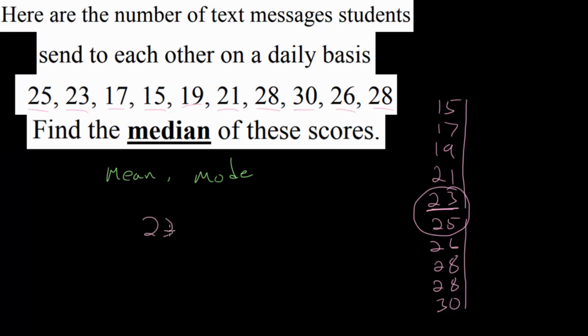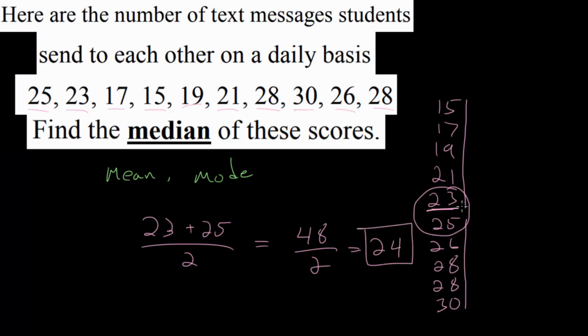So we will take 23, we will add it to 25, and we will divide by 2. But you might be able to figure out that the middle of 23 and 25 is really just 24. And if we add these together, we get 48, and 48 divided by 2 is 24. So the median of this data set, the middle number, if we arrange them in order, is 24 in this case.